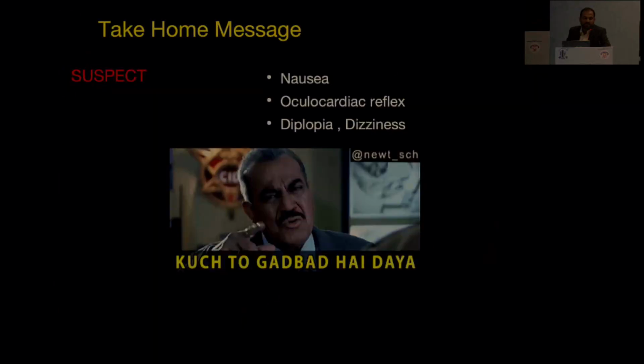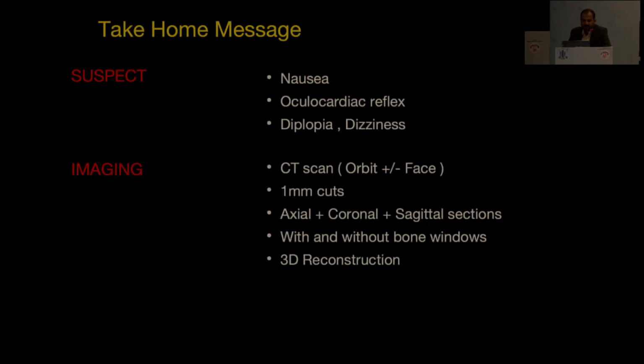So my take-home message is, whenever you have symptoms like nausea, oculocardiac reflex, diplopia, dizziness, do suspect an orbital floor fracture. At least 1 millimeter size cut should be taken on CT scan in all the planes, axial, coronal as well as sagittal sections. And early intervention is the key to success in this.